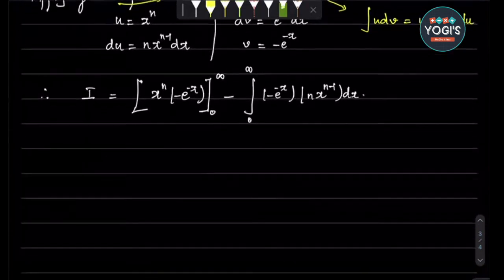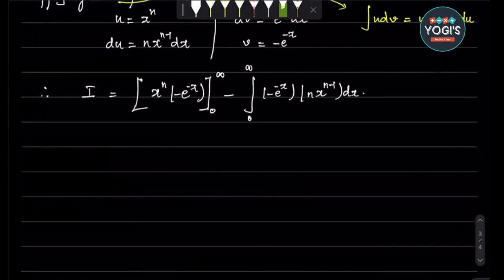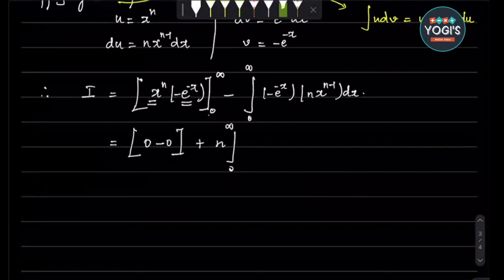So now we have substituted the uv. So let us rewrite and simplify this. What do you get if I simplify this, children? If I apply minus infinity, this becomes 0, no? E power minus infinity value is 0, sir. 0 and minus 0. I get 0. Applying the limits, the x term becomes 0. Minus of minus outside becomes plus. So what do I get here? n times integral 0 to infinity e power minus x into x to the power n minus 1 dx.